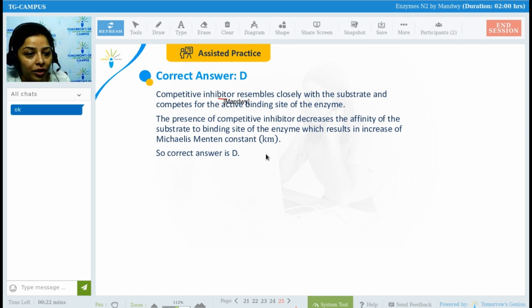This competitive inhibitor is what? The competitor is structurally similar in configuration to the substrate, and that's why they are competing for the active site, right? So in the presence of the competitive inhibitor, in the presence of malonic acid, what will happen? It will decrease the affinity of the substrate to bind with the active site. And once the affinity decreases, automatically the Km constant will increase because they are inversely proportional, right?